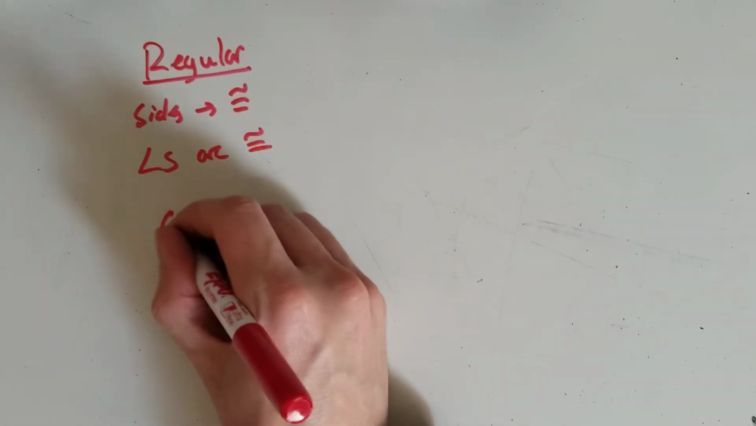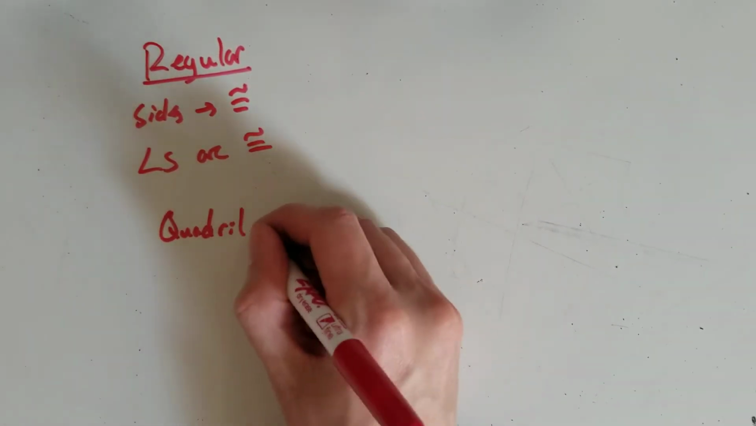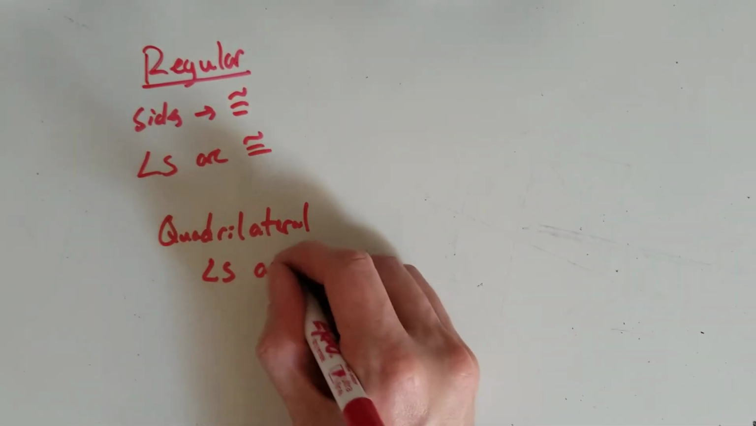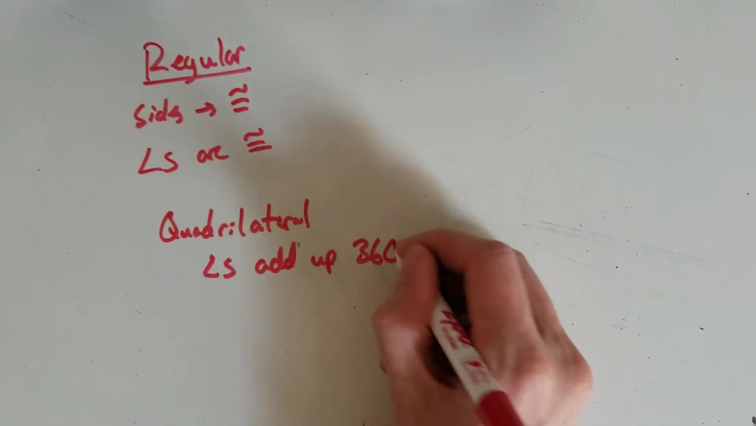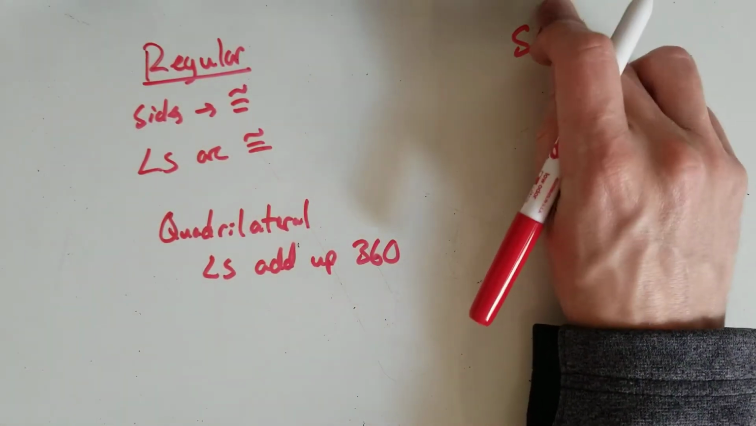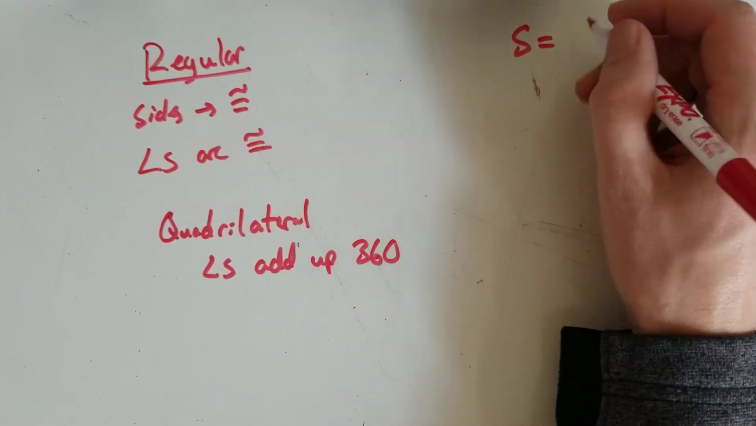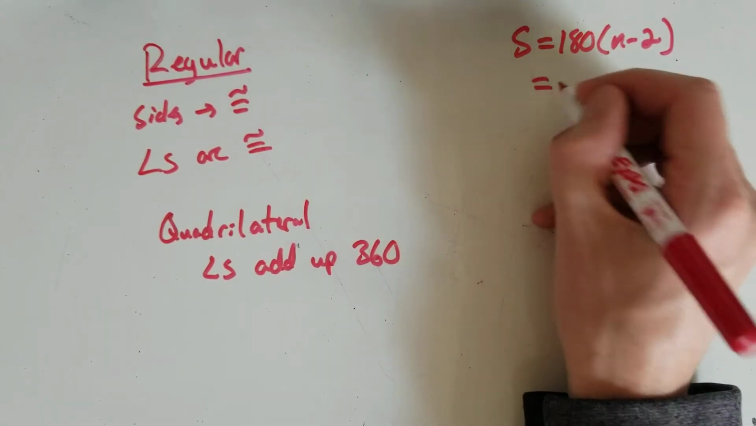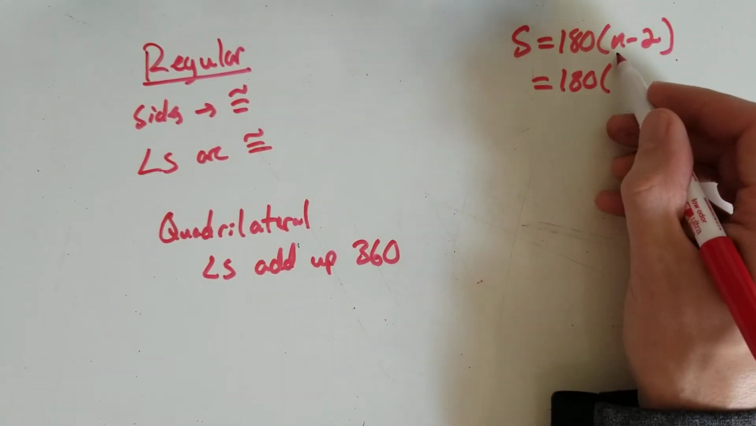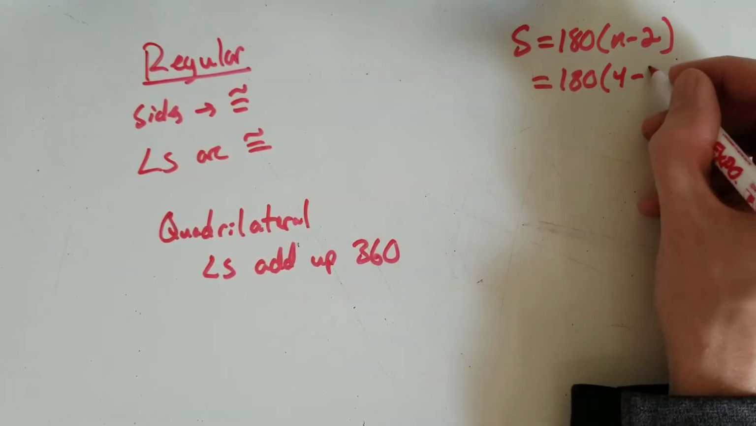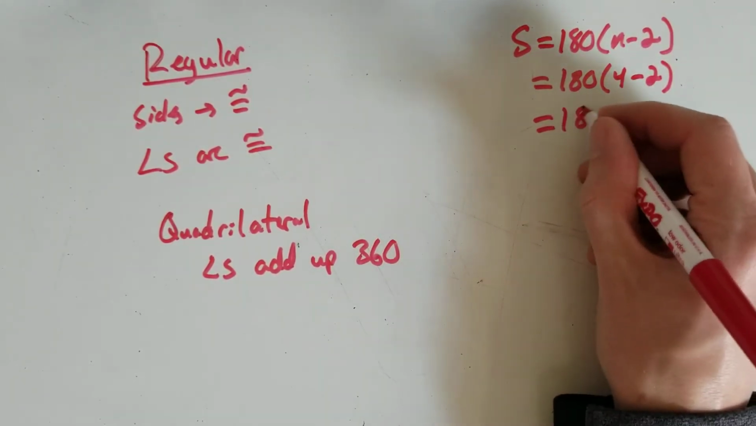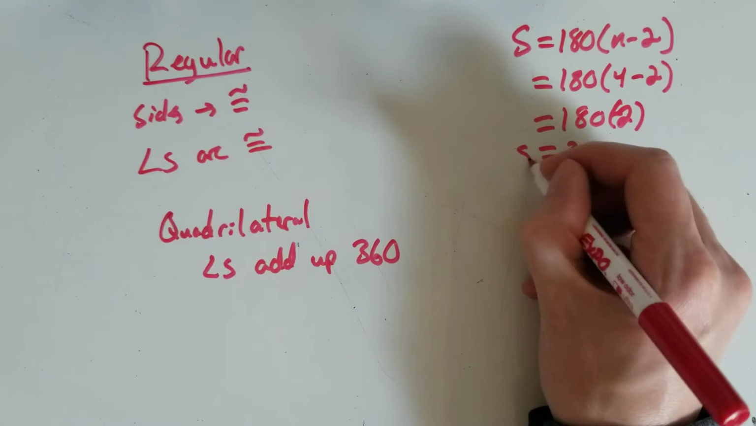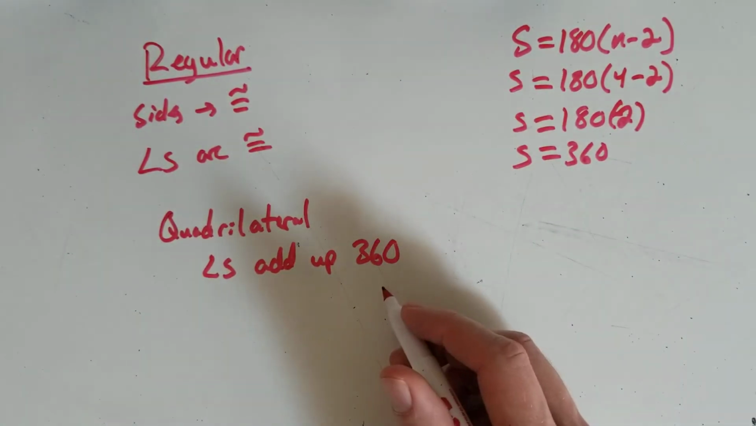Quadrilaterals, well, we should know, or if we don't know, we can follow the formula, the angles add up to 360. If we didn't know, we can go back to that equation from yesterday. S equals 180 times n minus 2. The sum of the interior angles is equal to 180 times the number of sides or angles, which in this case would be 4, minus 2. So it would be 180 times 2, which is 360. So we're going to add up to 360.